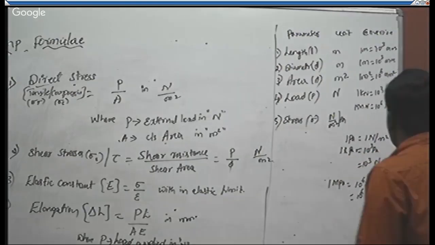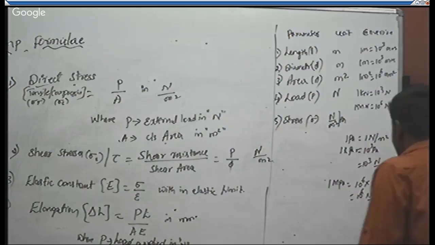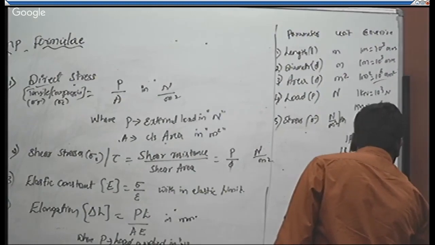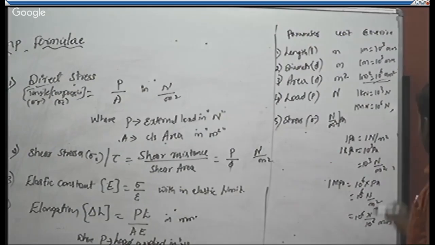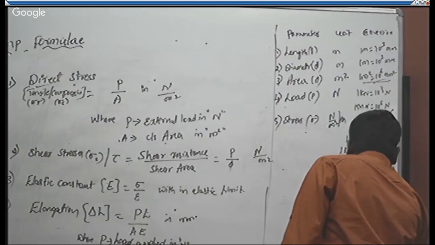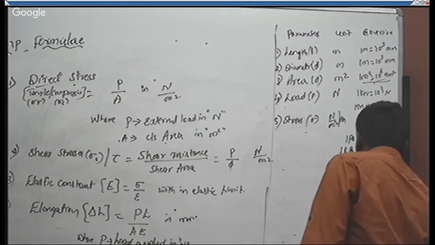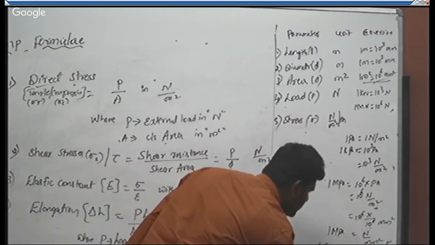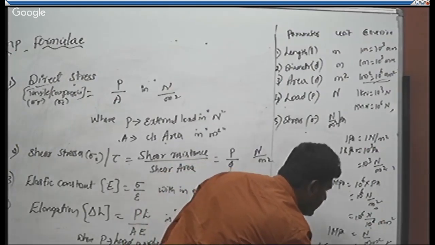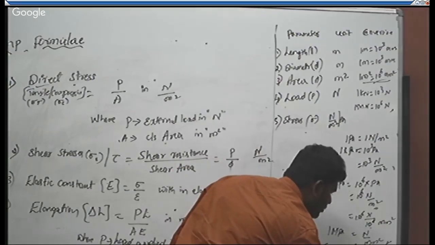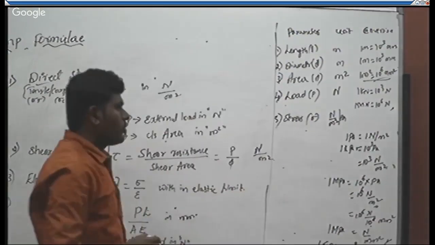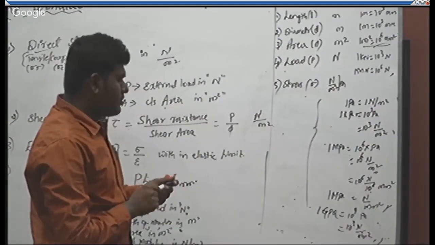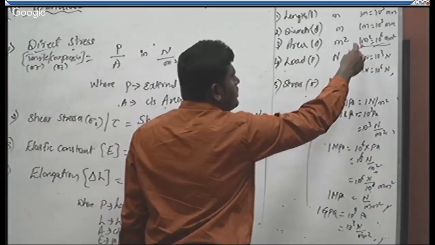When we convert meter square to millimeter square, 1 meter square is equal to 10^6 millimeter square. So these two get cancelled, and it forms Newton per mm square. That means 1 megapascal is equal to 1 Newton per mm square. In a similar way, 1 gigapascal is equal to 10^9 times Pascal, or 10^3 Newton per square millimeter. These are the important conversions. They play an important role in solving the problems without any mistakes. And one important suggestion is that when you express the units, they have to be the same, either in meter square or in millimeter square.